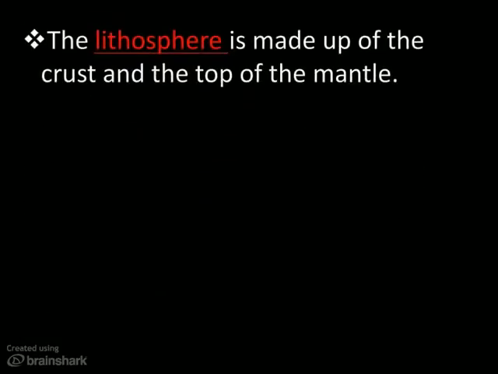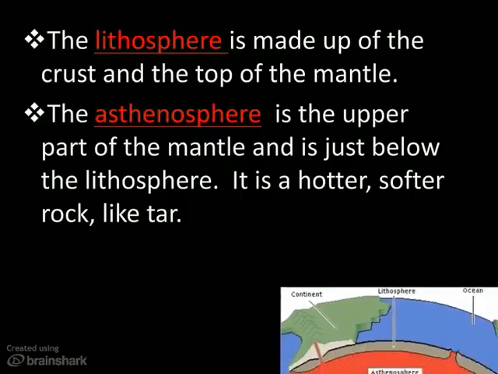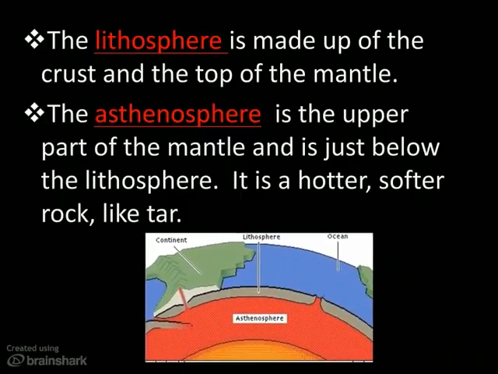Now we also have two kind of special layers that combine the major layers that we've been talking about. And one of those is called the lithosphere. Try and say that one with me. Lithosphere. And it's made up of the crust and the very top part of the mantle. Then the layer that's just below that is called the asthenosphere. Try to say that one with me. Asthenosphere. And it's the upper part of the mantle, and it's just below the lithosphere.